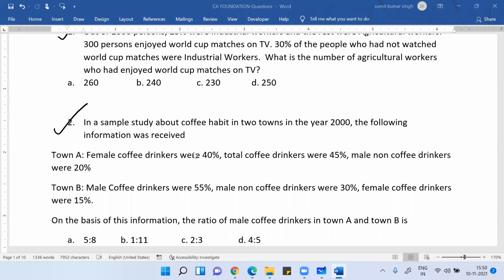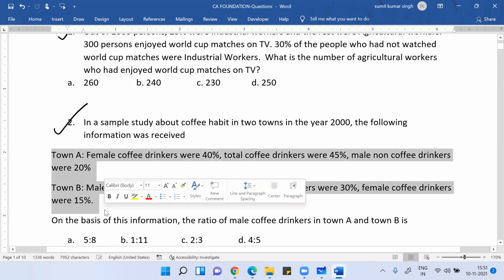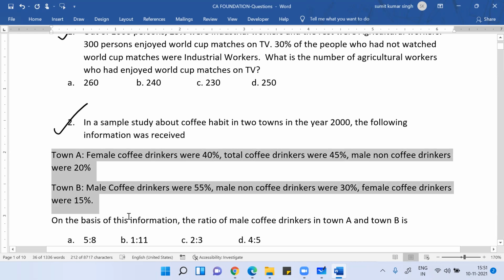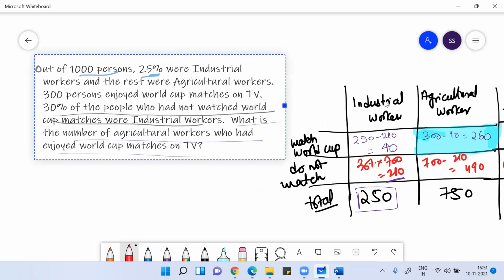So let's try this question number second. What we have. So in this question, if you see, we have a sample study of coffee habit in two towns in the year 2000. The following information is received: town A, town B. They are given some data. Let me just copy this data.